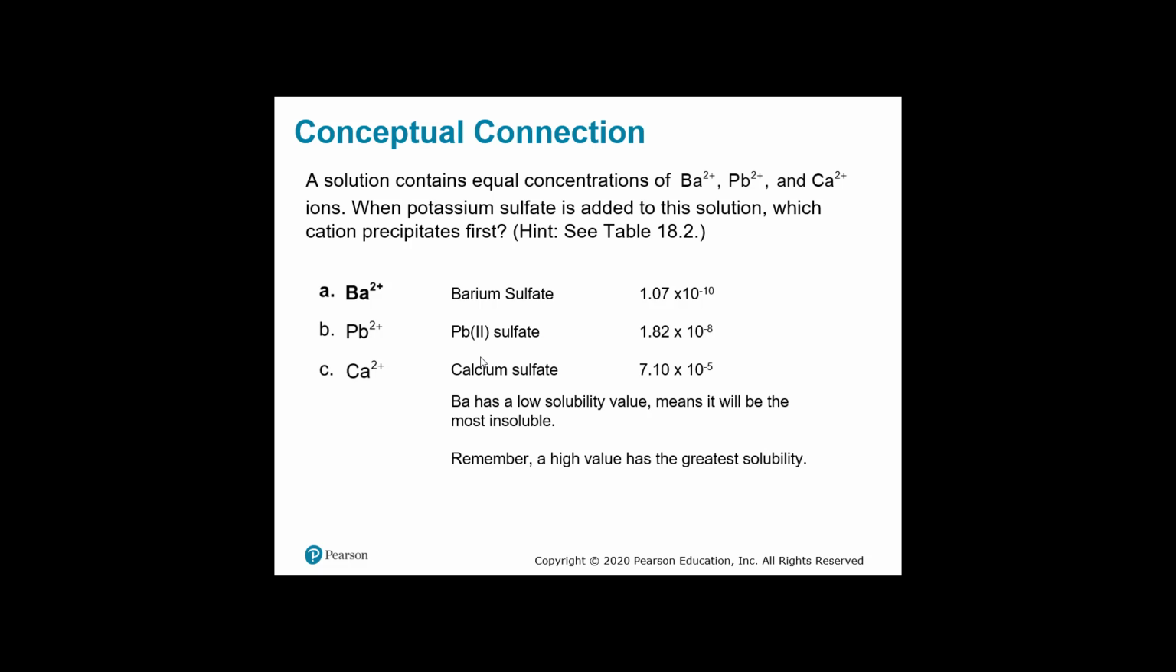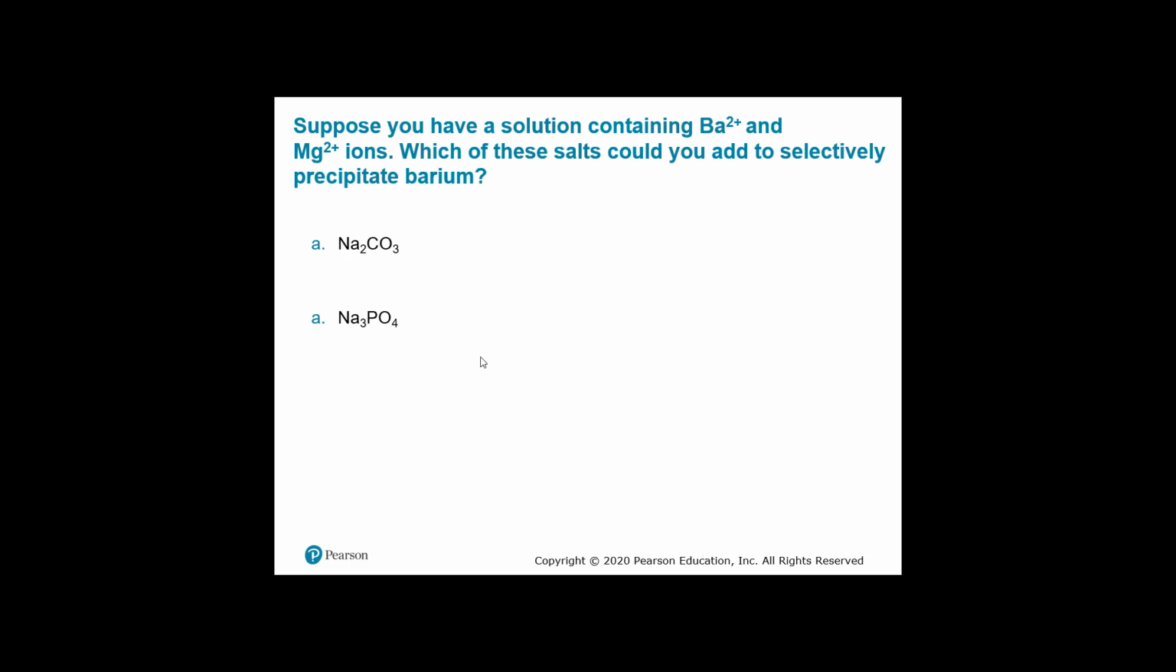So if we look at these, we have 1.07 times 10 to the negative 10. We have lead 2 sulfate, which is 1.82 times 10 to the negative 8. And we have 7.10 times 10 to the negative 5. B and C have larger values than A, which means they're more soluble. But A has the lowest value, so it's the least soluble. Because of that, it's the most insoluble, and it will precipitate out first over the others.